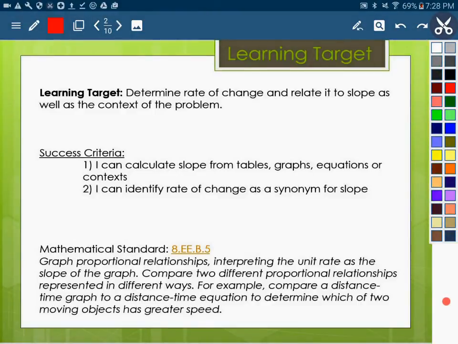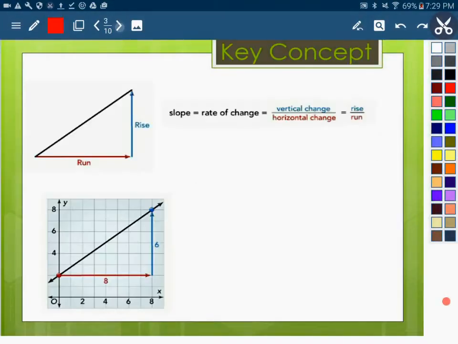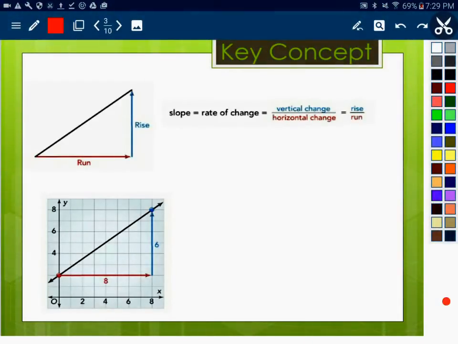As our learning target, we're going to determine rate of change and relate it to slope as well as the context of the problem. To be successful in this, you're going to be able to calculate slope from tables, graphs, equations, or contexts, or you should be able to identify rate of change as a synonym for slope. So let's take a look at the key idea behind using the word rate of change.